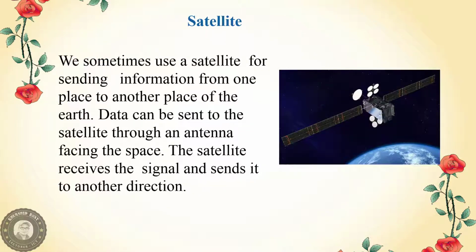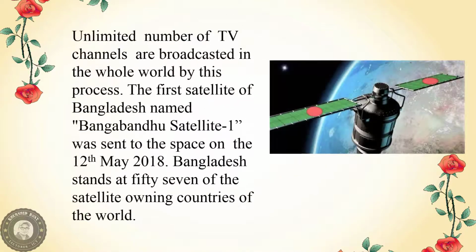Satellite. We sometimes use a satellite for sending information from one place to another place of the earth. Data can be sent to the satellite through an antenna facing the space. The satellite receives the signal and sends it to another direction. Unlimited number of TV channels are broadcasted in the whole world by this process. The first satellite of Bangladesh, named Bangabandhu Satellite 1, was sent to the space on 12th May 2018. Bangladesh stands at 57 of the satellite-owning countries of the world.